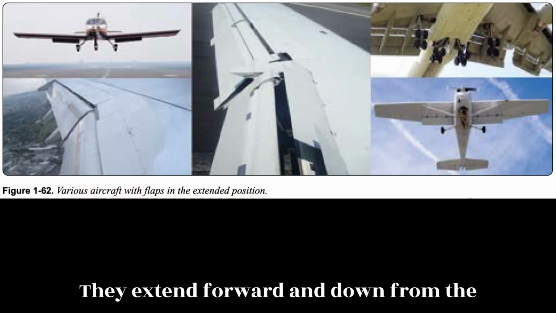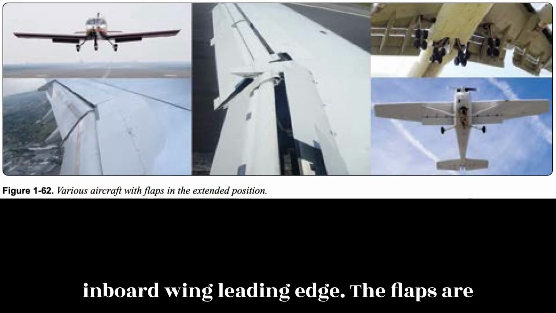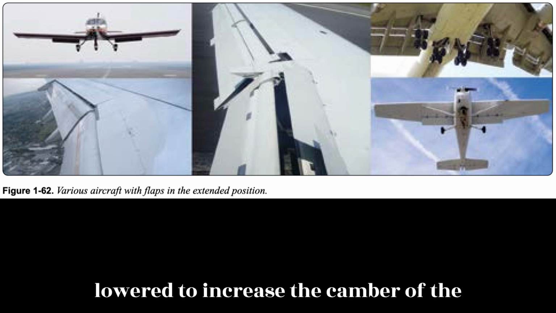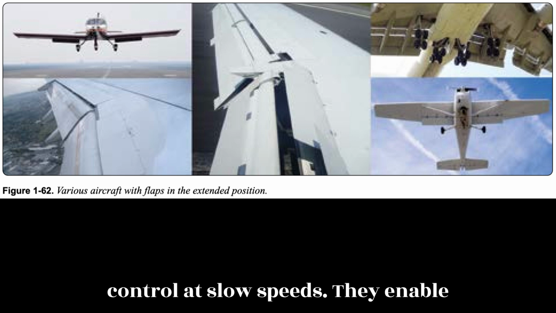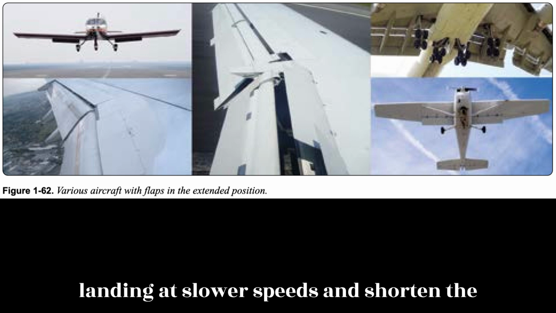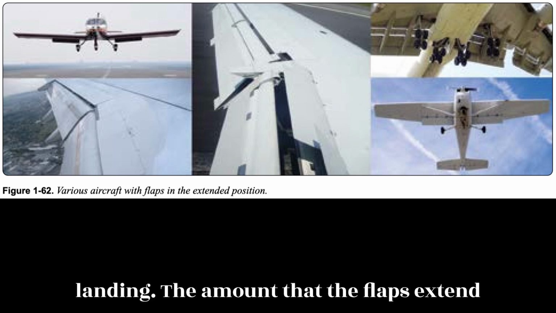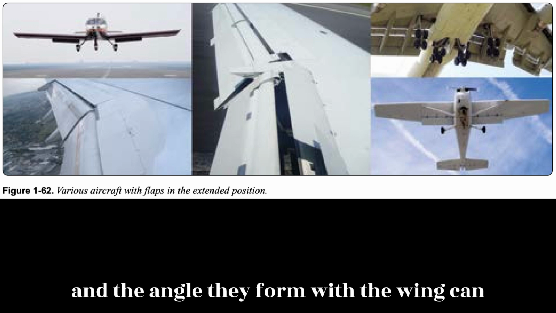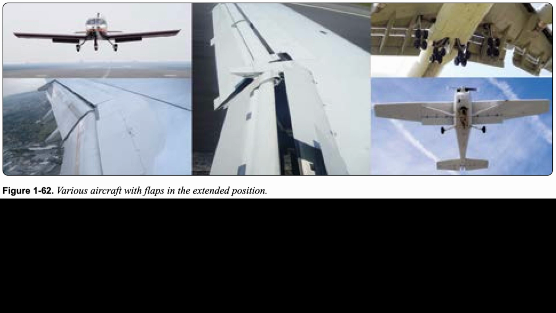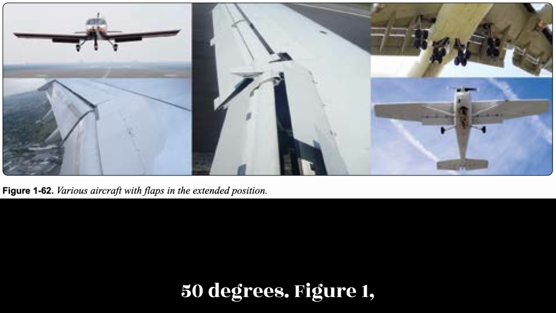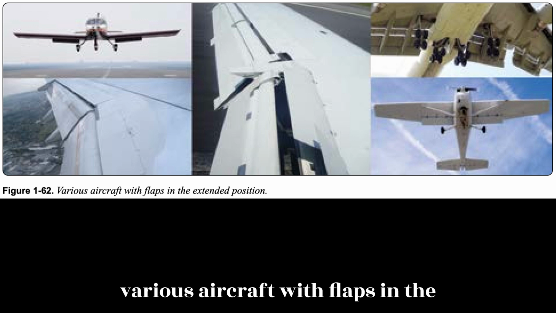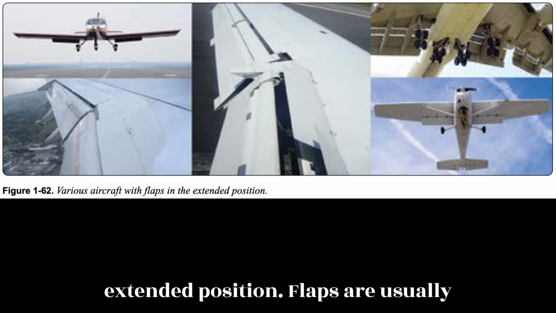They extend forward and down from the inboard wing leading edge. The flaps are lowered to increase the camber of the wings and provide greater lift and control at slow speeds. They enable landing at slower speeds and shorten the amount of runway required for takeoff and landing. The amount that the flaps extend and the angle they form with the wing can be selected from the flight deck. Typically, flaps can extend up to 45 to 50 degrees. Figure 162 shows various aircraft with flaps in the extended position.